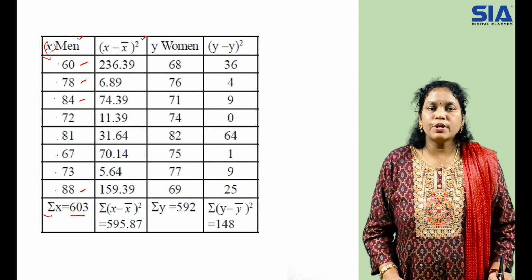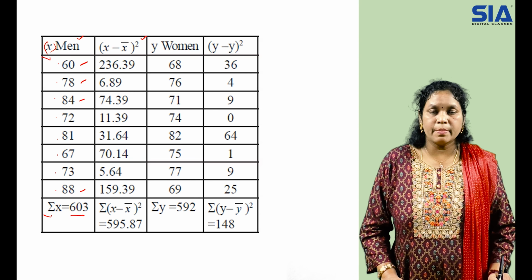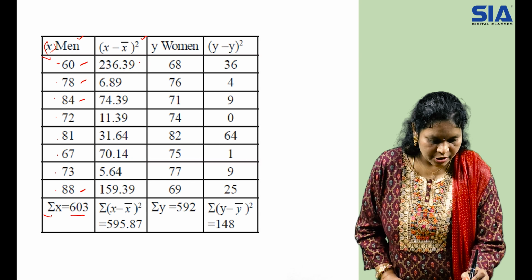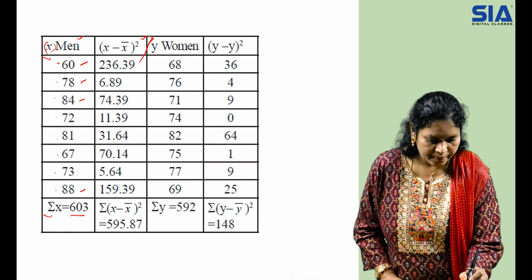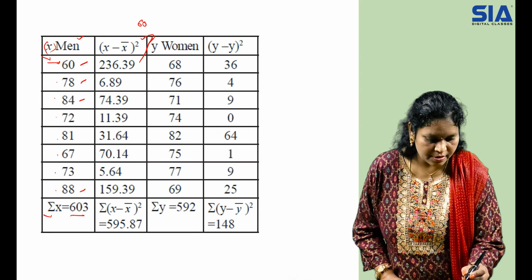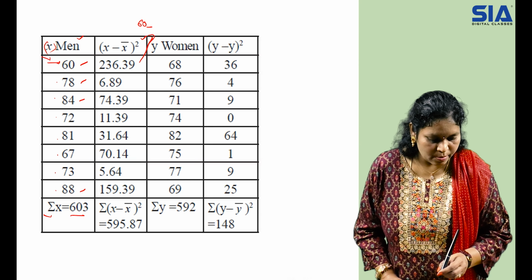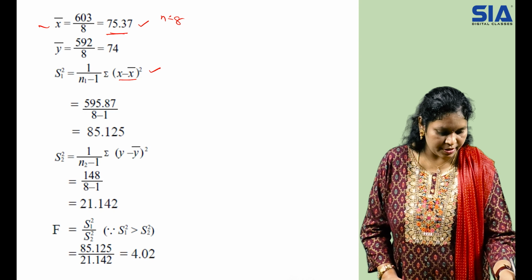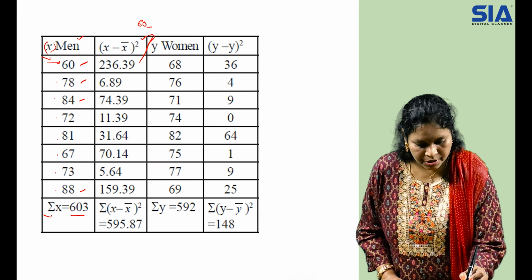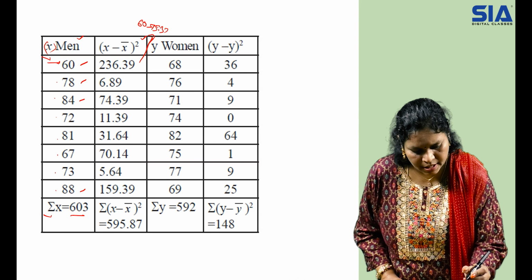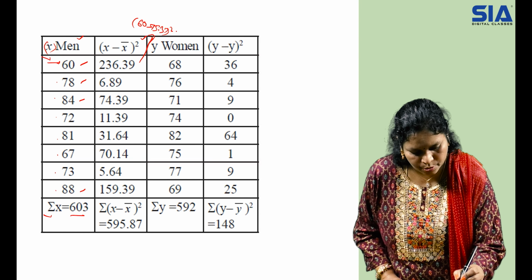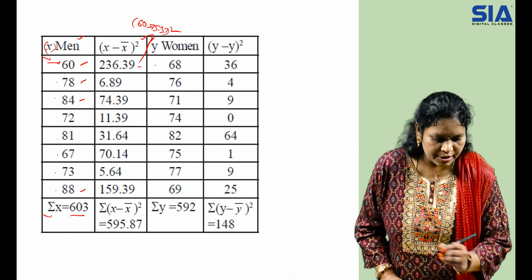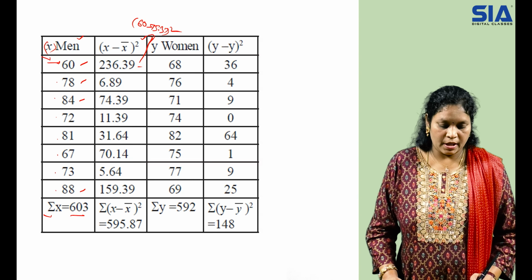So what we have to do here: for x minus x bar whole square, take a single x value, that is 60 we have. Check it out for that value. For the first value 60, consider the x value minus the x bar value. The x bar we just obtained is 75.37, so substitute it here and do the whole square. We'll get this answer as 236.39. So this is how we obtain this column.